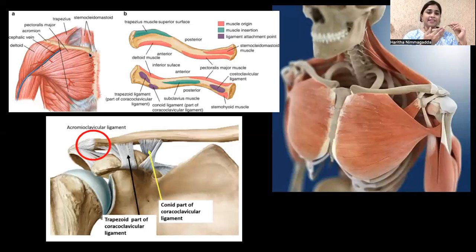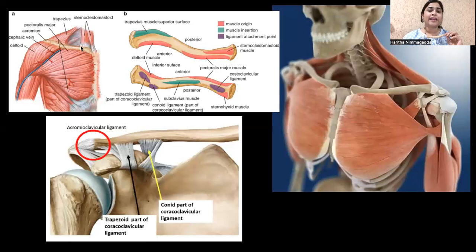On the anterior side, medial 2/3, you will see attachment of pectoralis major. Lateral 1/3, you will see attachment on the anterior side, attachment of deltoid muscle. Back side, you will see attachment lateral 1/3. On the posterior aspect, attachment is trapezius muscle. So in this particular picture, you can see the attachments.